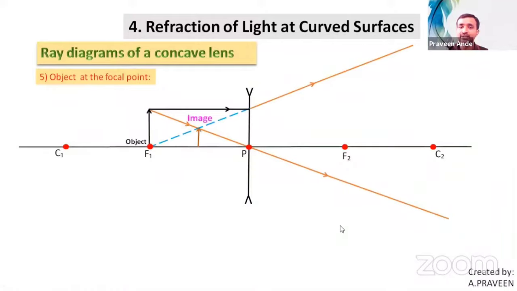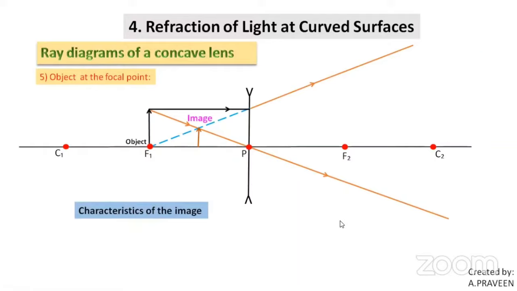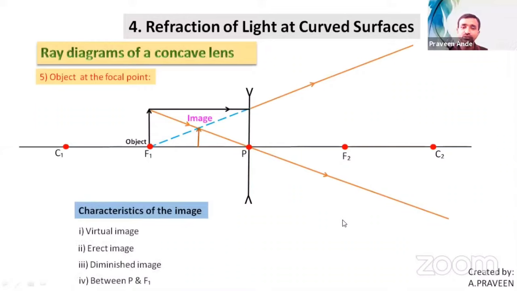Then draw the perpendicular. Now look at the characteristics. Are they same or any change? Same. So here the characteristics are these: virtual, erect, diminished, and between P and F1.